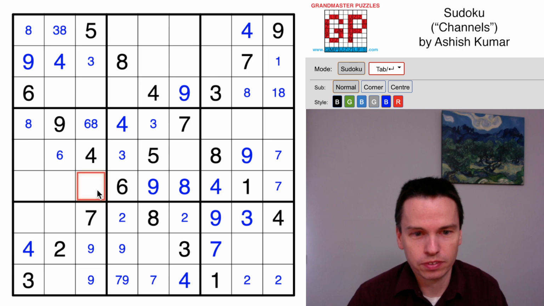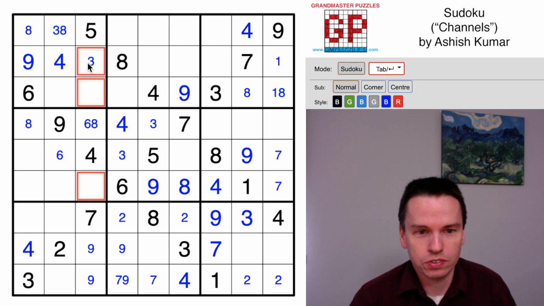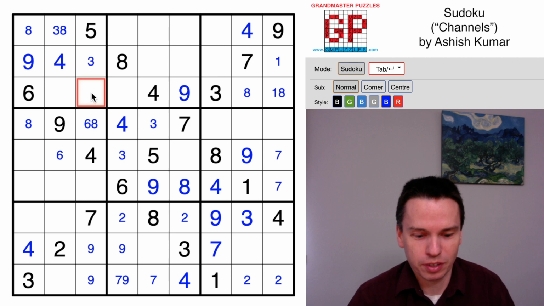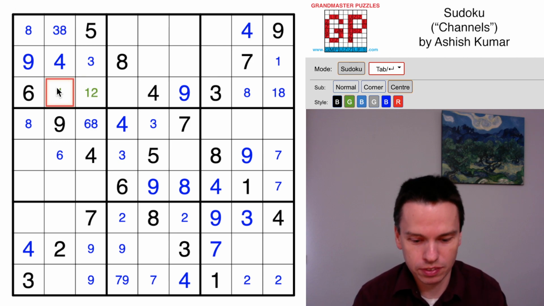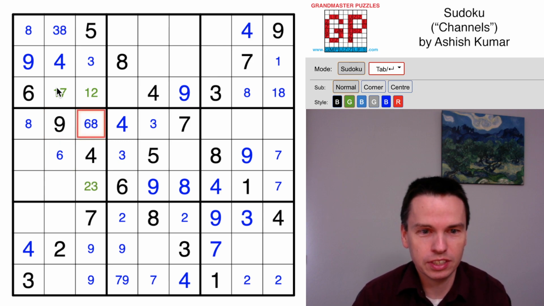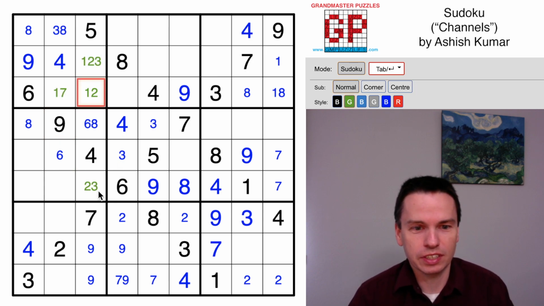Notice this is a 2 3 cell, and this is near these cells, which were a 1 2 cell and a 1 2 3 cell, so this looks to be a triple by looking at the notes. And in different ways you could have marked on paper, let's go to green, like this being 1 2, this being 1 7, this being 2 3, and now we get sort of 1 2 3.